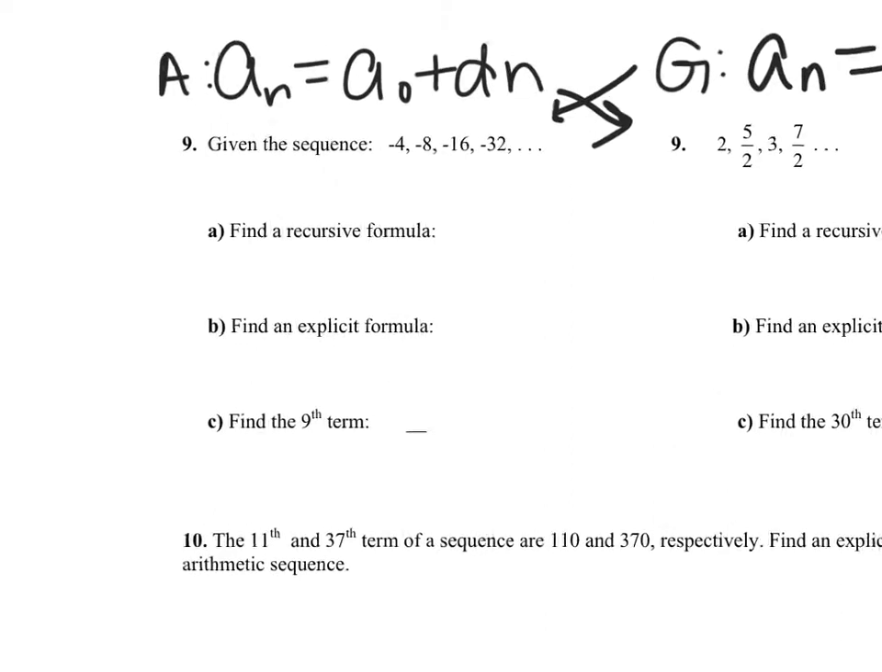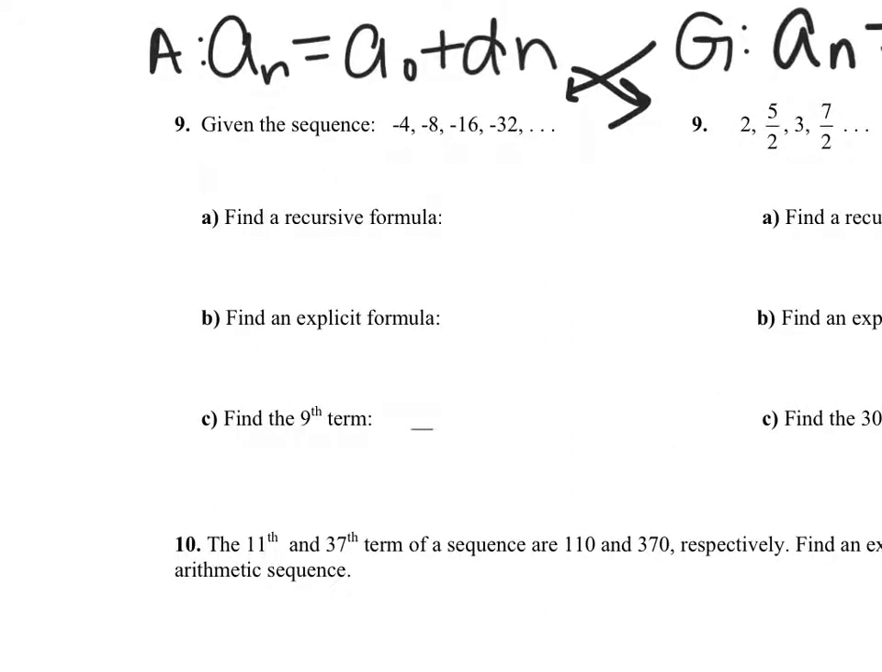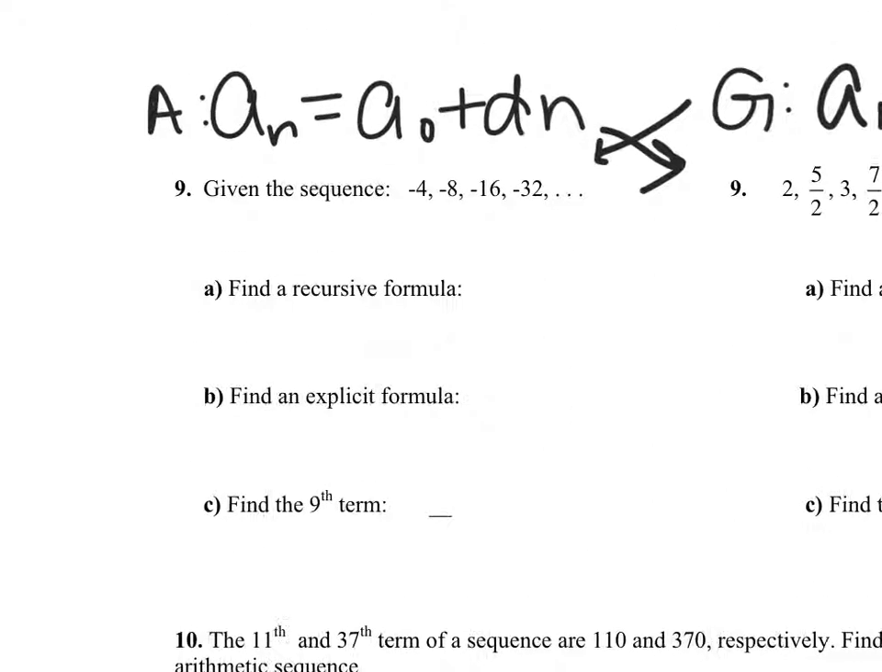Okay, here we go. Let's do the first number 9. Given the sequence -4, -8, -16, -32, we need to find a recursive formula. First of all, you need to find out what type of sequence this is. What's happening each time here? We're multiplying by 2. Perfect. There is a constant ratio of 2.